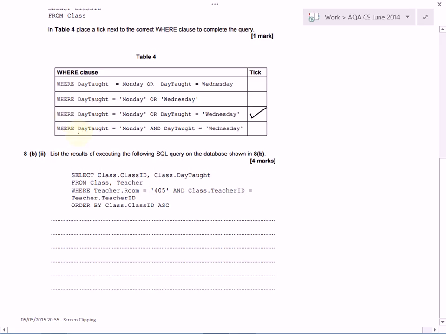This one is wrong because it's trying to search for the class IDs where the day taught is both Monday and the day taught is Wednesday, and that's impossible in this table.